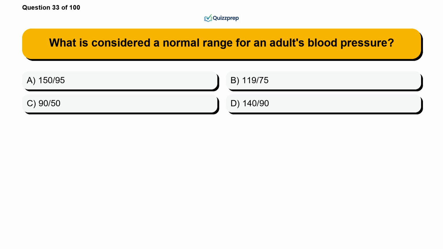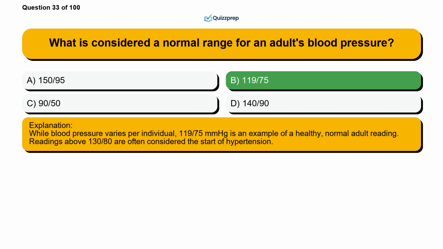Question 33. What is considered a normal range for an adult's blood pressure? Option A, 150/95; option B, 119/75; option C, 90/50; option D, 140/90. The correct answer is option B, 119/75. While blood pressure varies per individual, 119/75 mmHg is an example of a healthy, normal adult reading. Readings above 130/80 are often considered the start of hypertension.